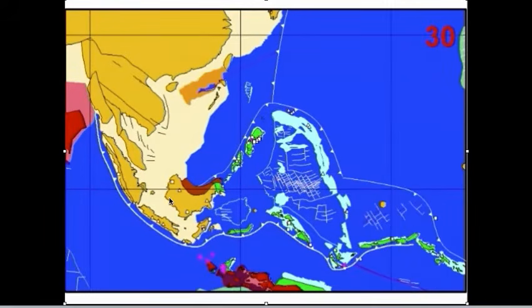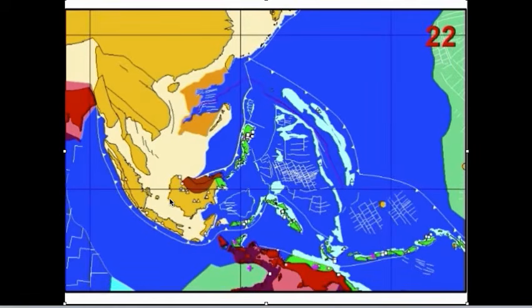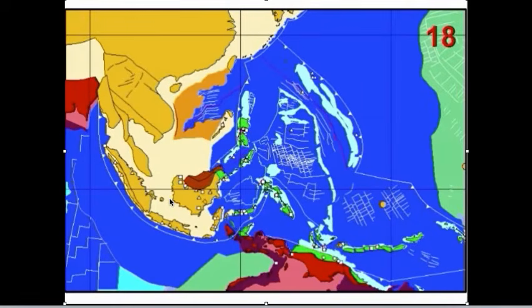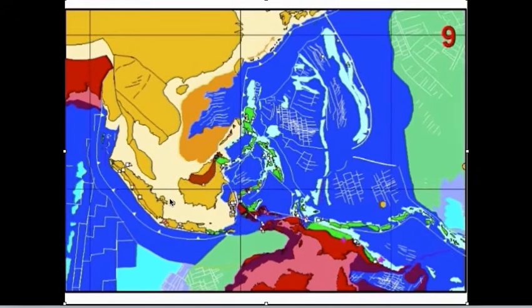The interaction between the asthenosphere, the crust, the Eurasian plate, the Pacific plate, and the Philippine plate is what made the Philippine archipelago.